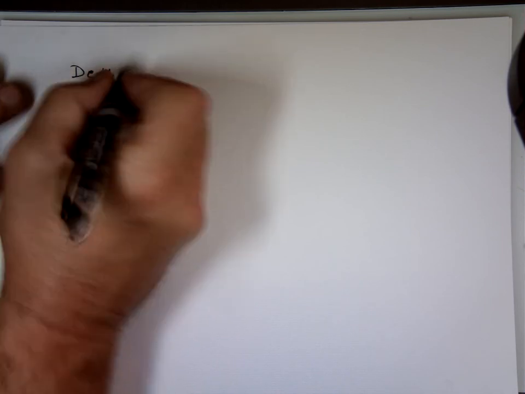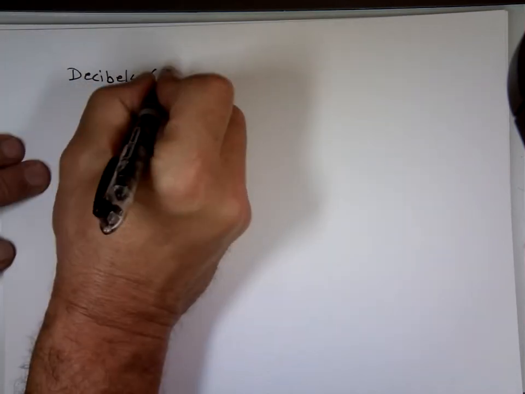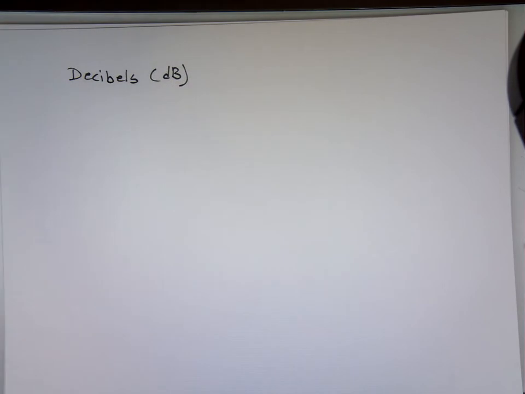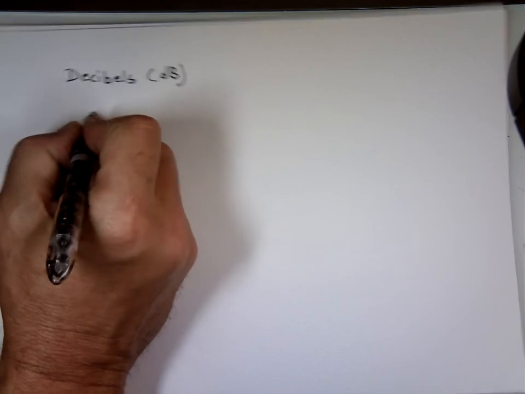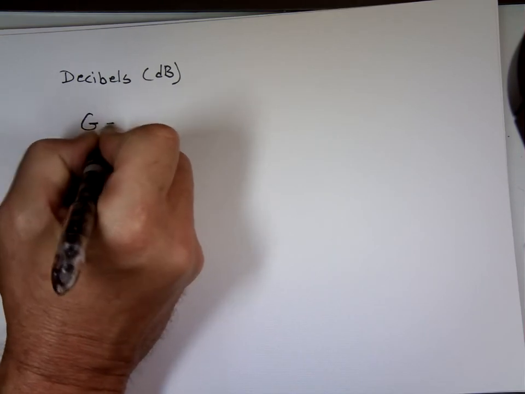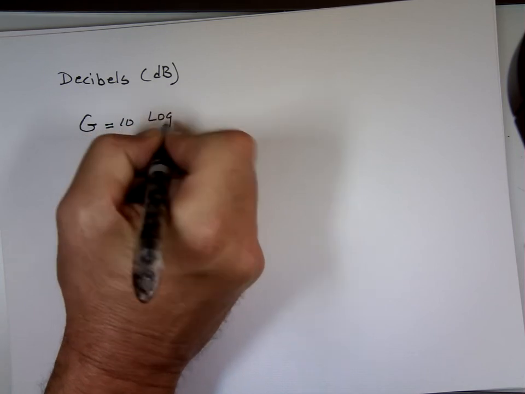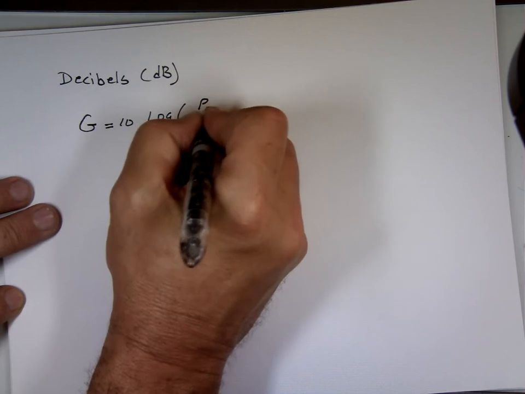Like if you have really good speakers, they'll tell you the decibels on them. So that's dB, and it's always written small d, capital B for decibels. Usually the decibels are measured by taking 10 times the log of the output power to the input power.